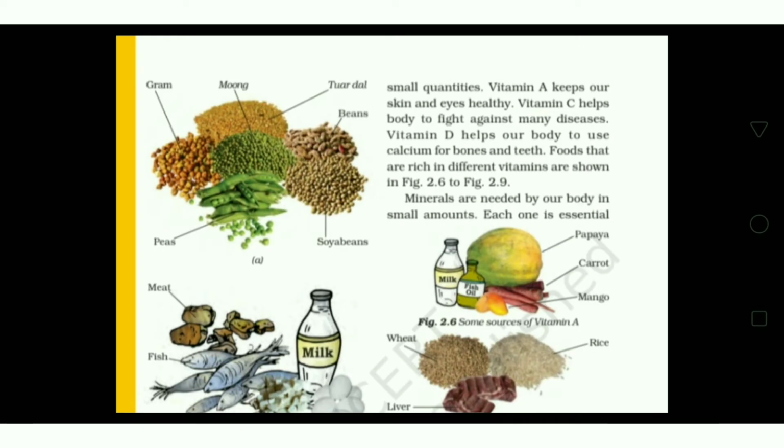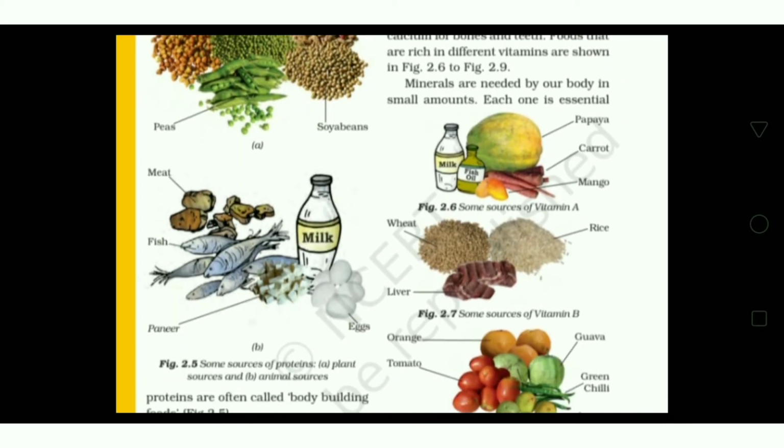Vitamin A keeps our skin and eyes healthy. Vitamin C helps the body to fight against many diseases. Vitamin D helps our body to use calcium for bones and teeth. Foods that are rich in different vitamins are shown in the figure. So these are containing different vitamins.